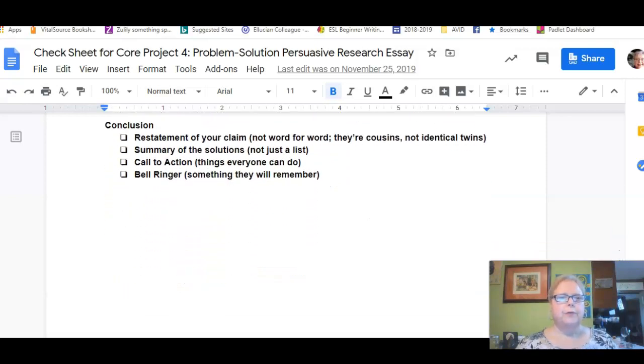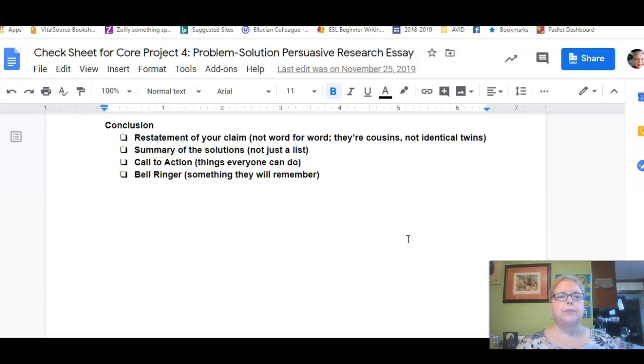And then you're ready for your conclusion paragraph. Your conclusion paragraph is going to have a restatement of the claim that you made, which is your thesis. That is at the end of your introduction paragraph. And remember, just like for the rhetorical analysis, we talked about the restatement of the thesis. They're cousins, they're not identical twins. So you don't want to just give the same wording, but you want it to resemble what you had originally said, but just change the words up a little bit.